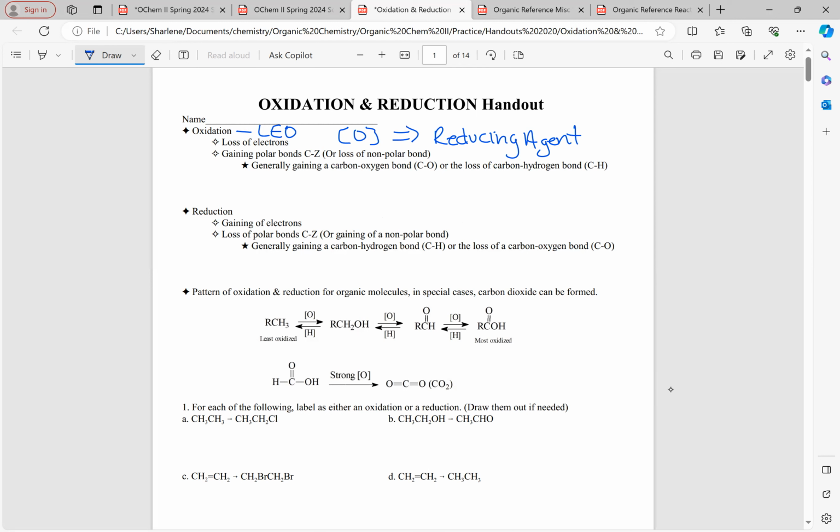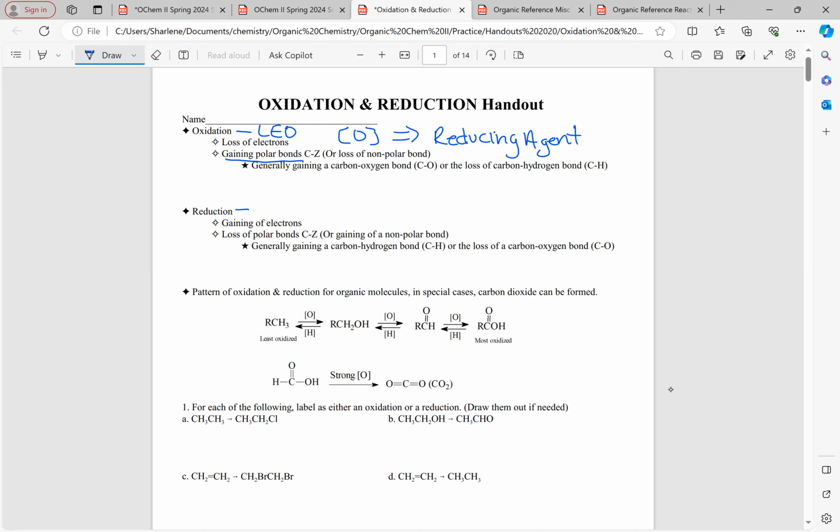Now, if you go one step more generic, I guess, than using electrons, we can call oxidation, hey, I am gaining a polar bond. Now, again, usually that is an oxygen, but it doesn't have to be. Or vice versa, you could say it is the loss of a carbon-hydrogen bond. So that is generic oxidation.